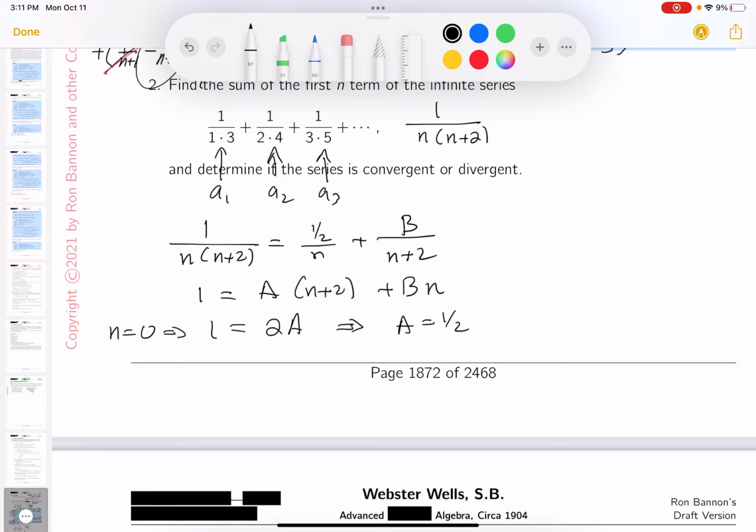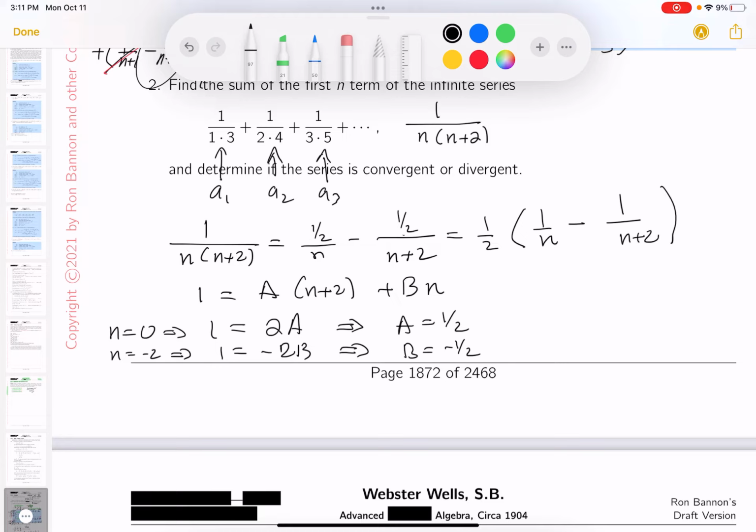Oh, gee, we've got to get the B now, right? So what am I going to do for the B? I guess I'll take n to be minus 2, right? On the left side, you get 1. On the right side, you get minus 2B. What's B? B would be minus 1/2. I'll write that down for you. I'm going to write this a little differently. I'm going to write 1/2 times 1 over n minus 1 over n plus 2.